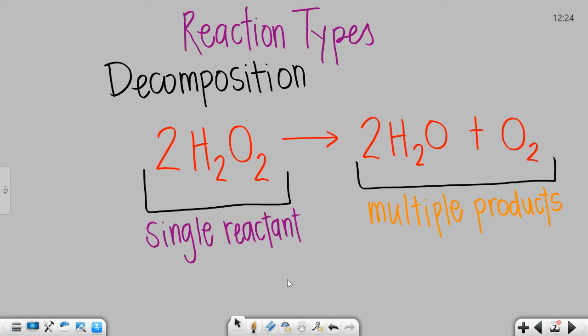A good way to look at it, synthesis and decomposition reactions are opposites of each other. Think about it. Synthesis, you're forming a single product. Decomposition, you start with a single reactant.